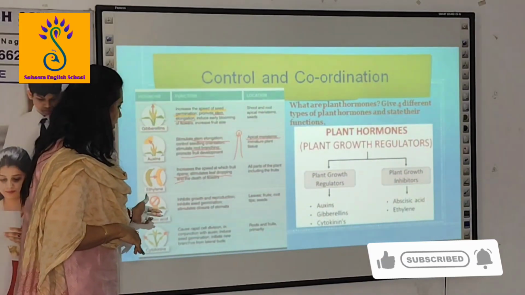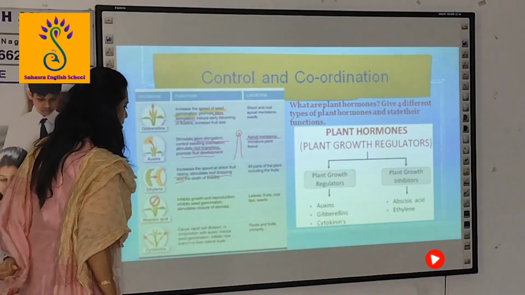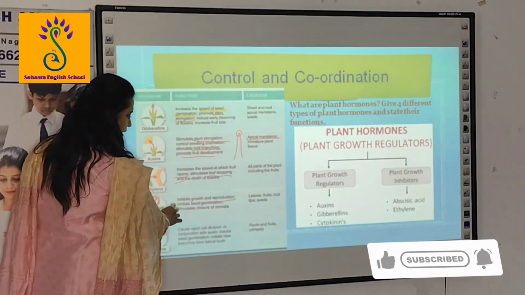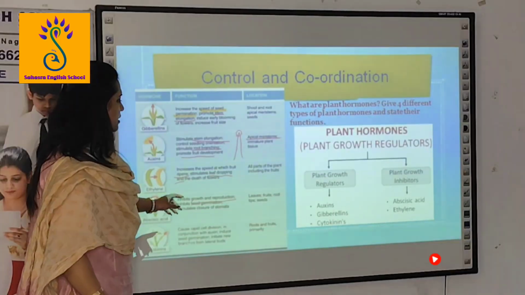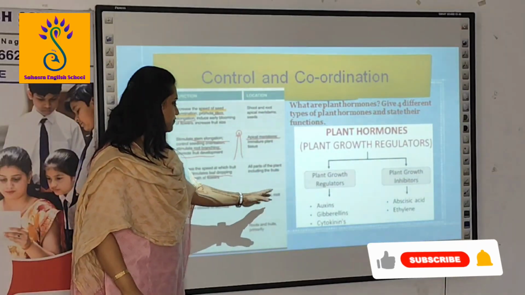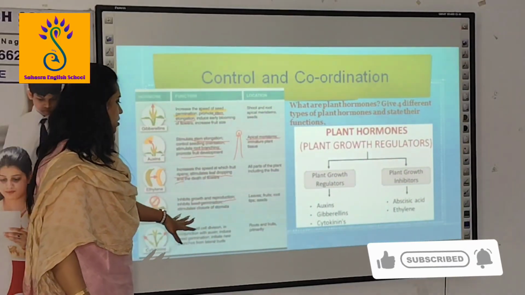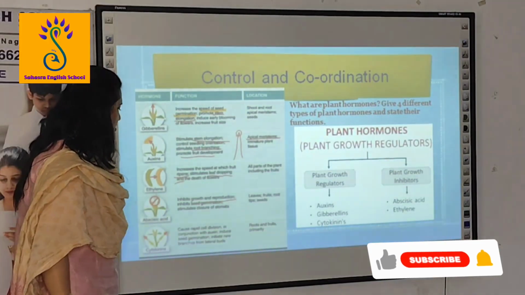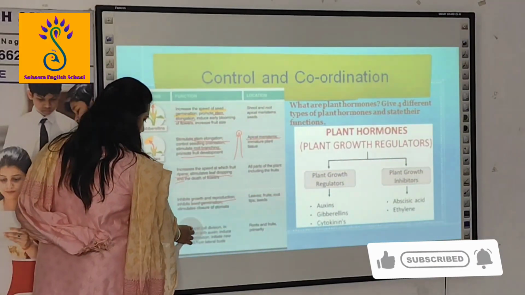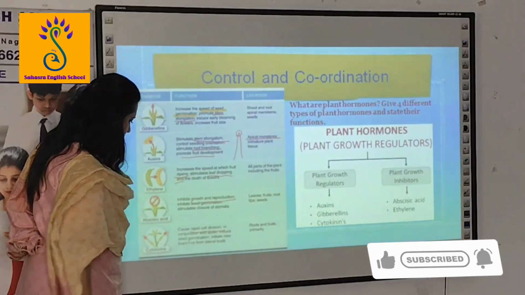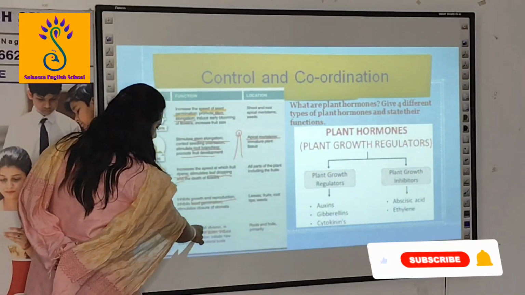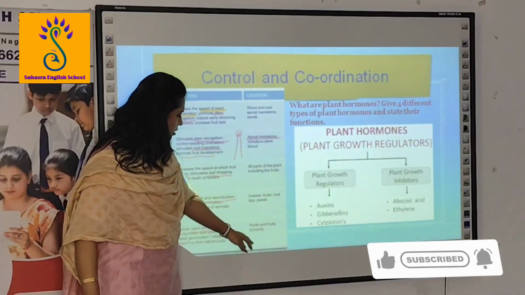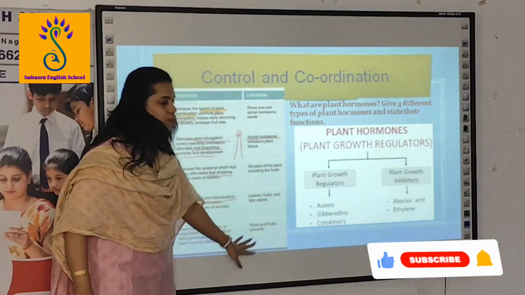Abscisic acid is also an inhibitor. It inhibits growth and reproduction. It is present in leaves, fruits and root tips. Coming to cytokinins, they cause rapid cell division. They are present in roots and fruits.